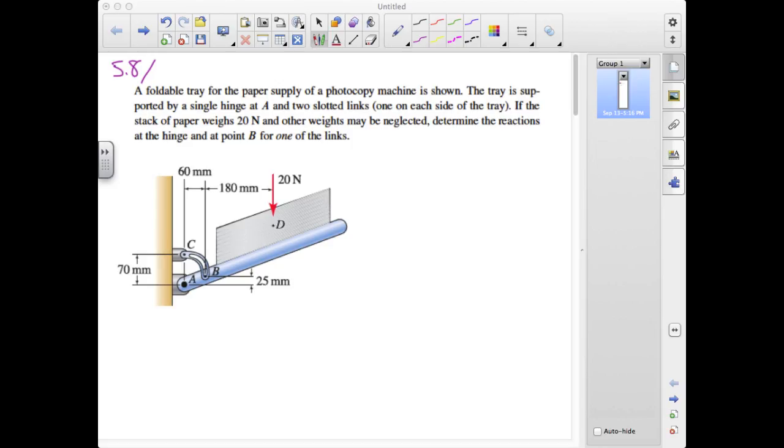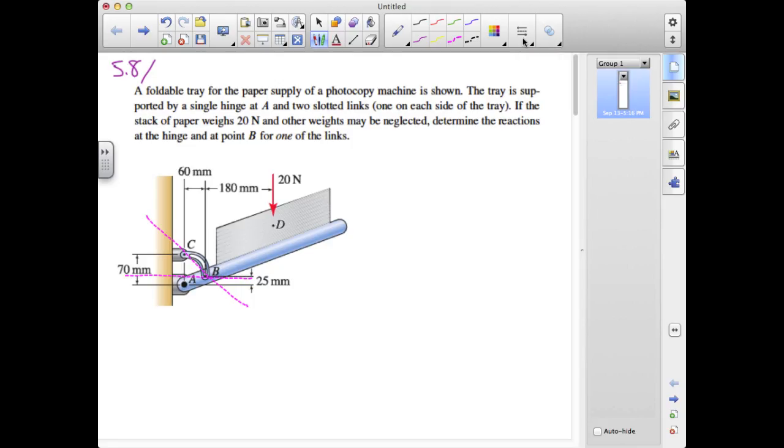In looking at this figure, we have a couple of things competing for our attention. We have the tray itself, the paper on top of it, and the slotted links. The key issue in this case is actually going to be the slotted link, because if we look at that, it's pin supported at B and C, and there's no self-weight of BC or any other intermediate force, which tells us that member BC is a two-force member. That is, the force that's supported by one of the links has a line of action that goes through B and C.